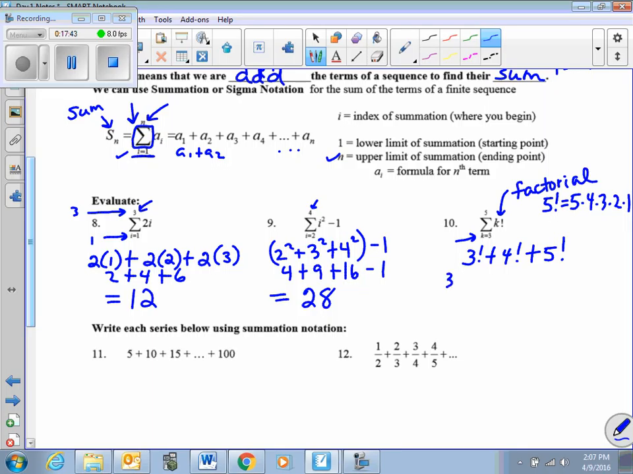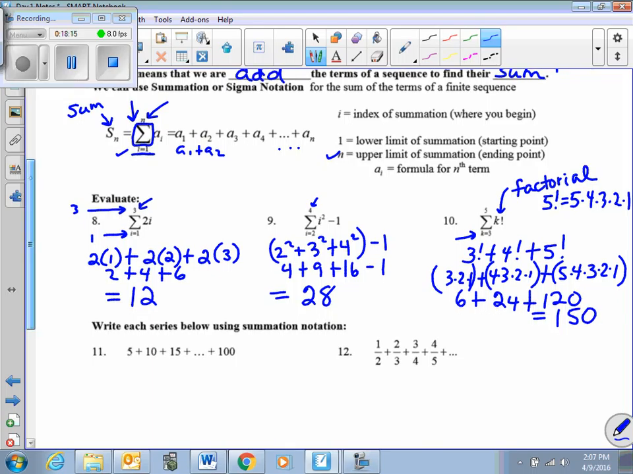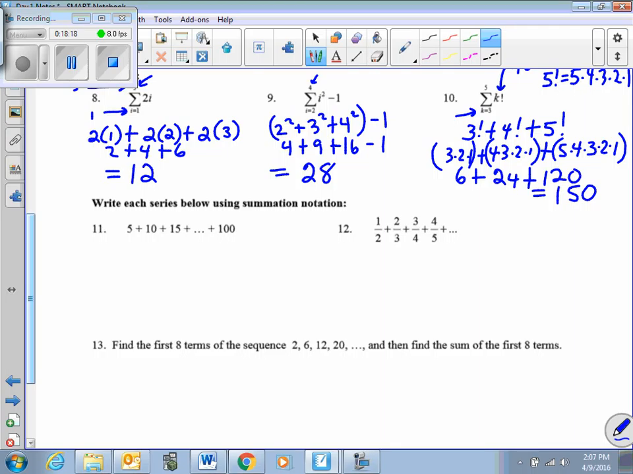So let's see, that's 3 times 2 times 1 plus 4 times 3 times 2 times 1 plus 5 times 4 times 3 times 2 times 1. And what does this give us? Let's see, that's 6 plus 12 times 2 is 24 plus 120. So that's 30. So altogether, that's going to give us 150. So that's how we use the summation.